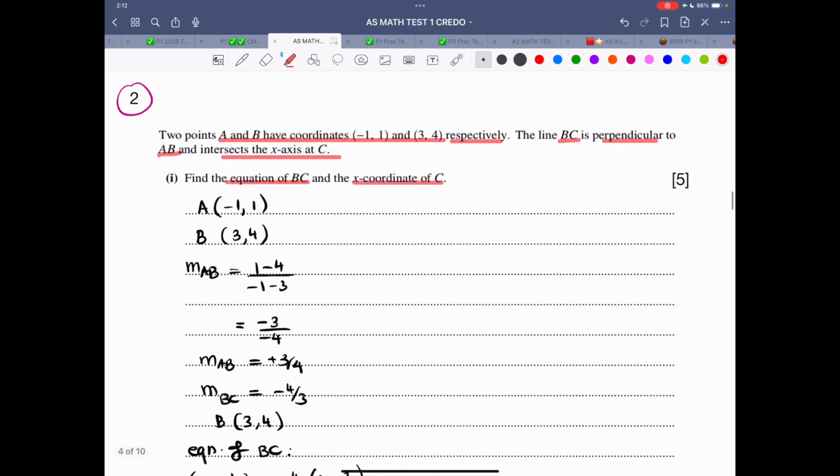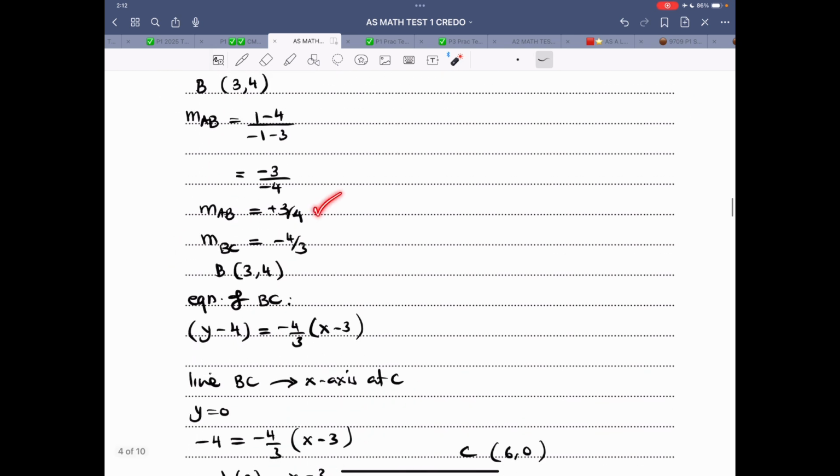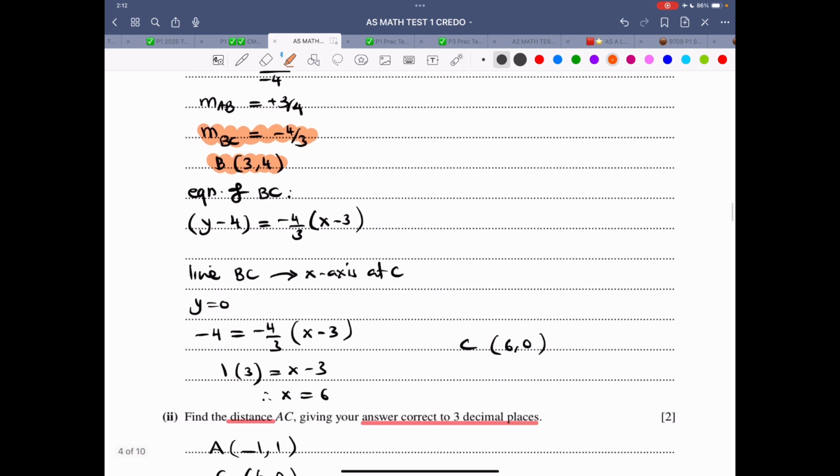So now first thing first, we have A, we have B, we find the gradient of AB. Therefore, gradient of AB is 3/4. Gradient of BC is the negative reciprocal. So now these are the values that you have. We have the gradient of BC, we have the coordinates of B. Hence, we find the equation of BC. So equation of BC is this thing.